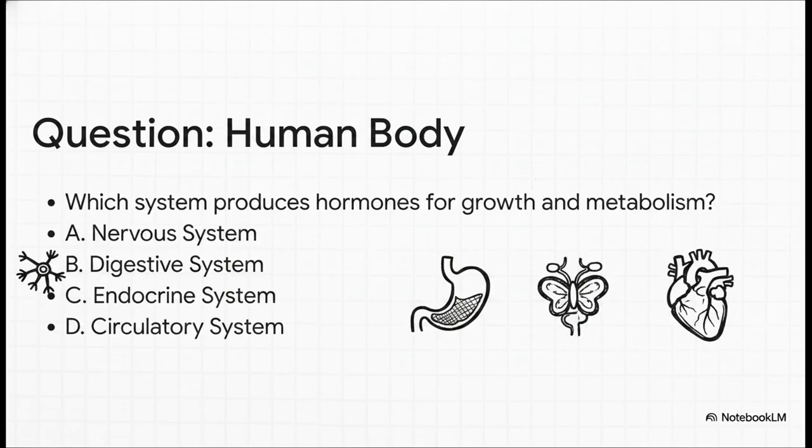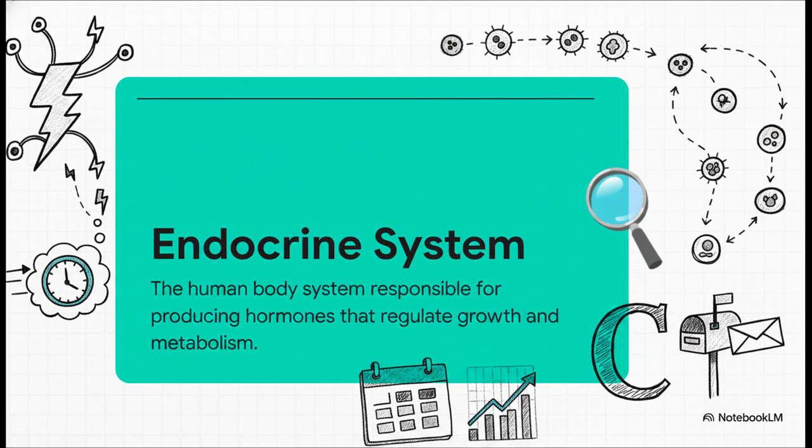Is it A, the nervous system, B, the digestive system, C, the endocrine system, or D, the circulatory system? And the correct answer is C, the endocrine system. The system is so cool.